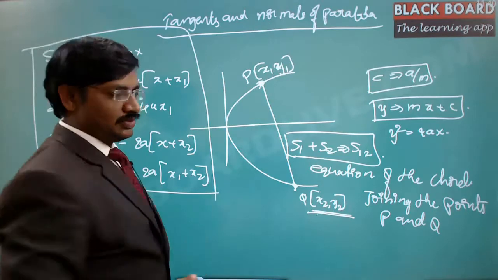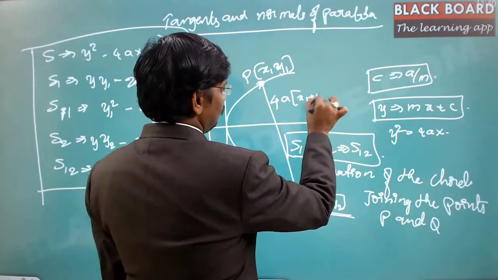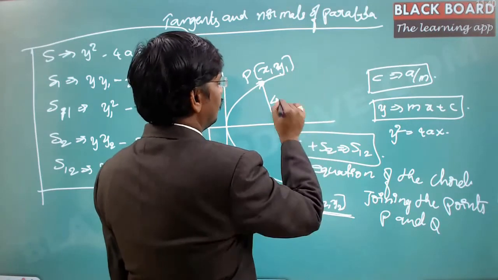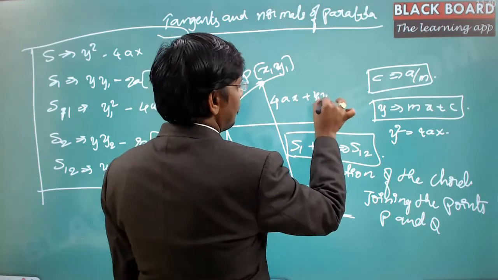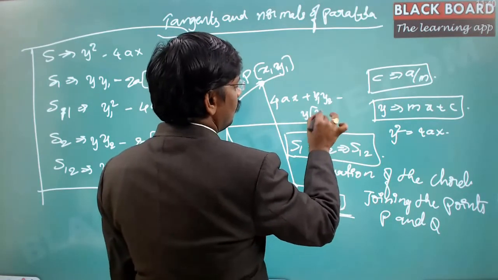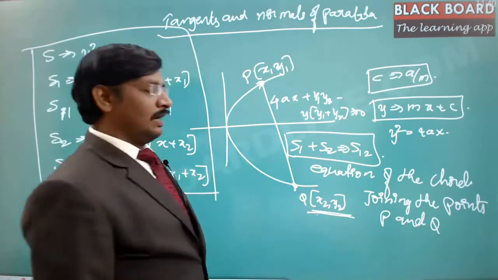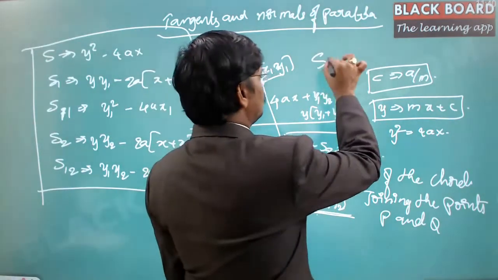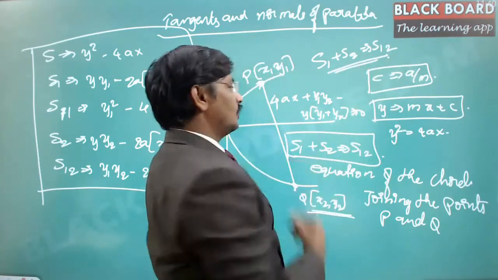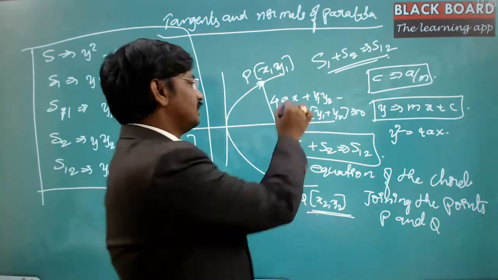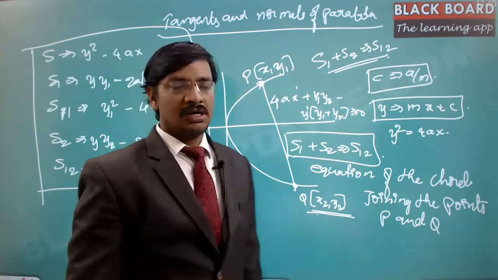So this equation we just proved is going to be 4a times (x1 plus x2) over 2 times x plus y1 y2 minus y into (y1 plus y2), and this value is equal to 0. This is the equation we get from S1 plus S2 is equal to S12. Now if you notice, this is the equation of a straight line, because this is x power 1 and y power 1, and the rest of the values are only constants.